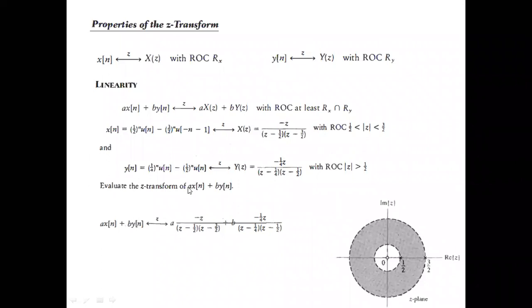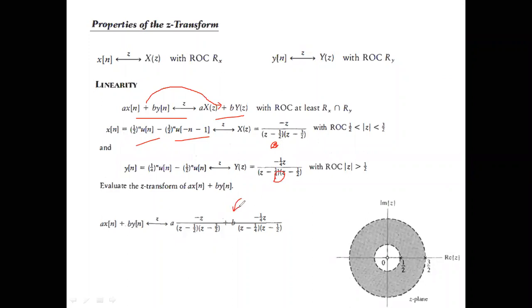See here, individual properties. The z transform is linear. That means addition in the time domain is the same as addition in the z domain also. That means if you have a very big problem, you can always find their individual z transforms and add them with certain weighting factors. So the z transform is linear. That means addition remains addition, and multiplication by a constant remains multiplication by a constant only. That thing is true.